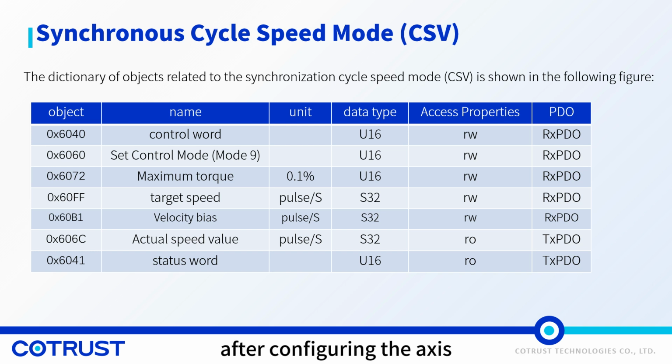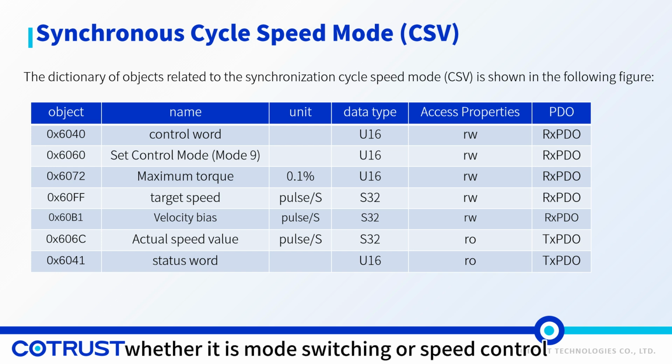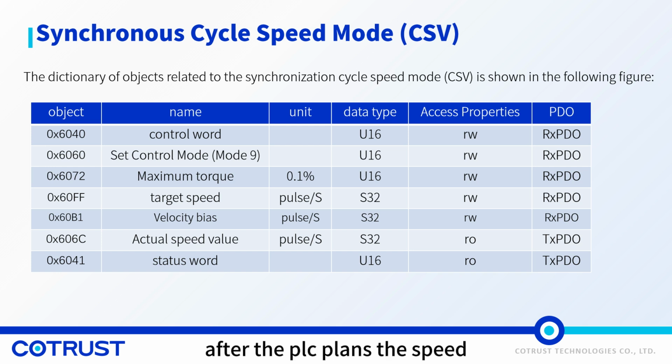After configuring the access, it is not possible to directly operate 6060. You need to operate through instructions, whether it is mode switching or speed control. 6072 can set the maximum torque. After the PLC plans the speed, it will be given to the driver through 60FF in a periodic synchronous manner. Let's take a look at the actual operation in the software.